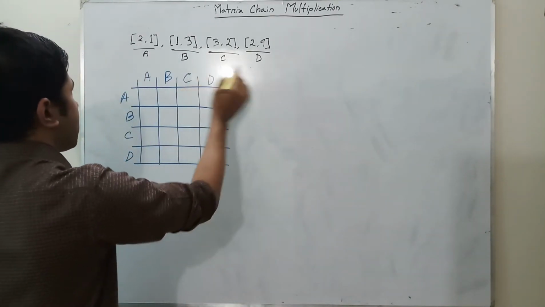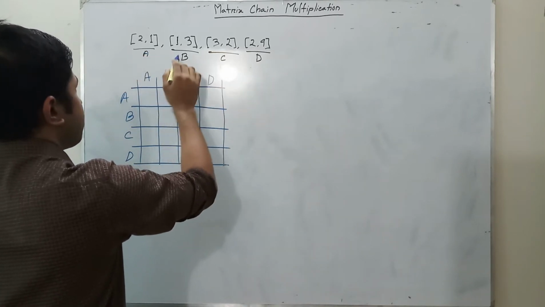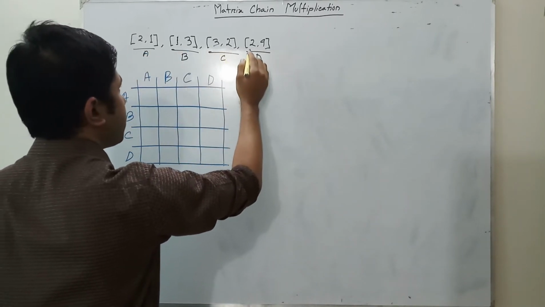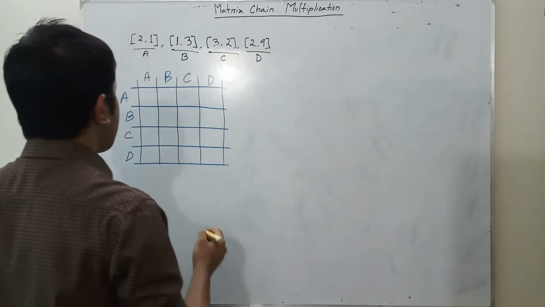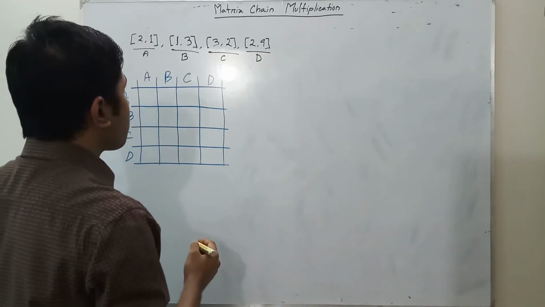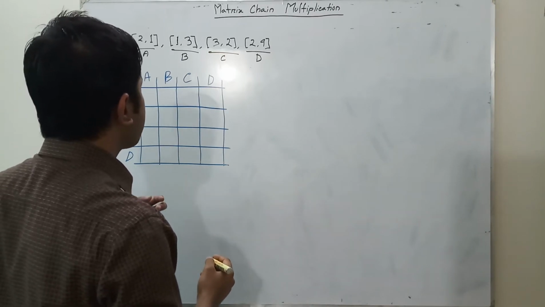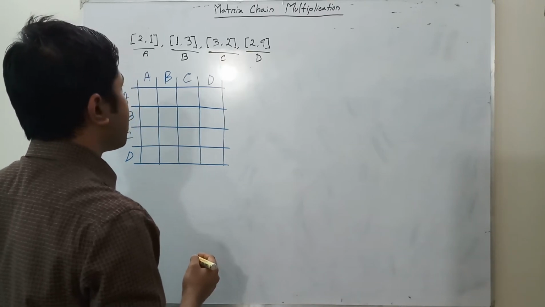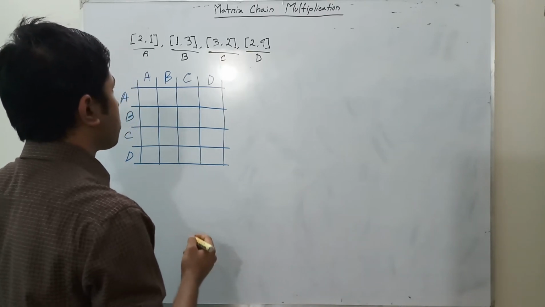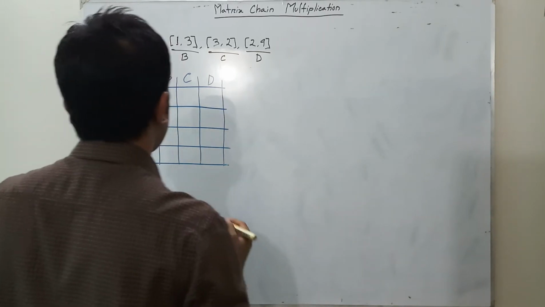Here we have 4 matrices: A, B, C and D. A is a 2-1 matrix, B is 1-3, C is 3-2 and D is a 2-4 matrix. Now our problem is in which way, after multiplying, we will get the resulting matrix with a minimum number of operations. Now we will see how the number of operations varies.